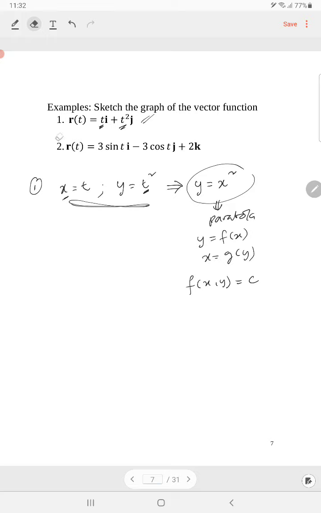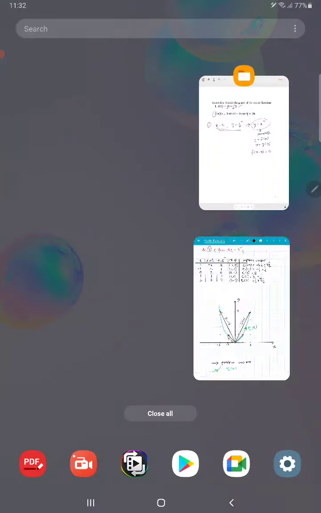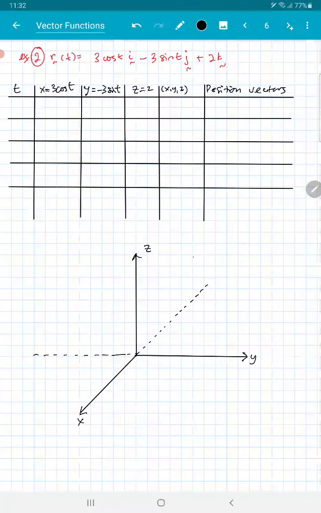Now let's proceed to example 2. In example 2, we have a vector function 3 sine t i minus 3 cos t j plus 2k. Before we fill in this table with t, x, and also the position vectors, let's get the parametric equations for our vector function r here.